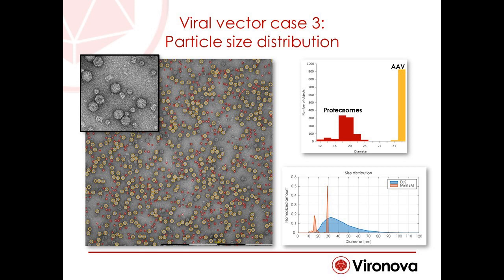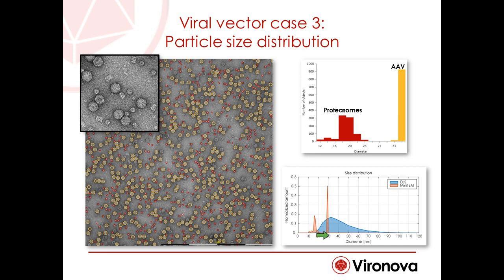Again, this is the AAV vector. You see the particles here, and you also have the proteasomes at different angles. So we have run through a couple of images using our software. It detects the particles and classifies them by size. So here we have the peak for the AAV and the proteasome, and we compare this data to a DLS run where the DLS was not able to differentiate between the two peaks.